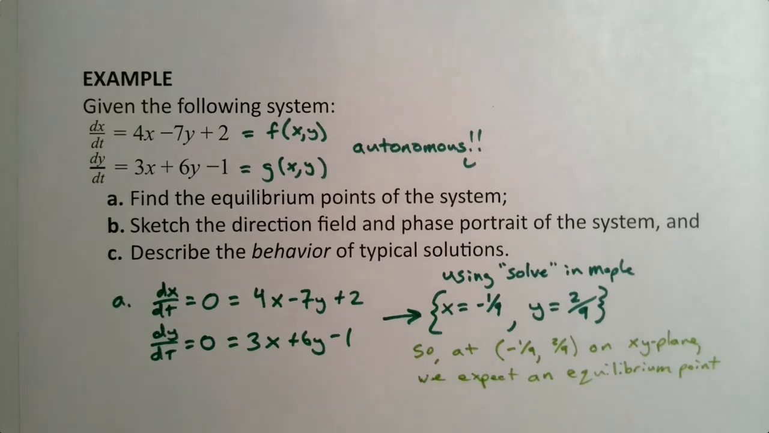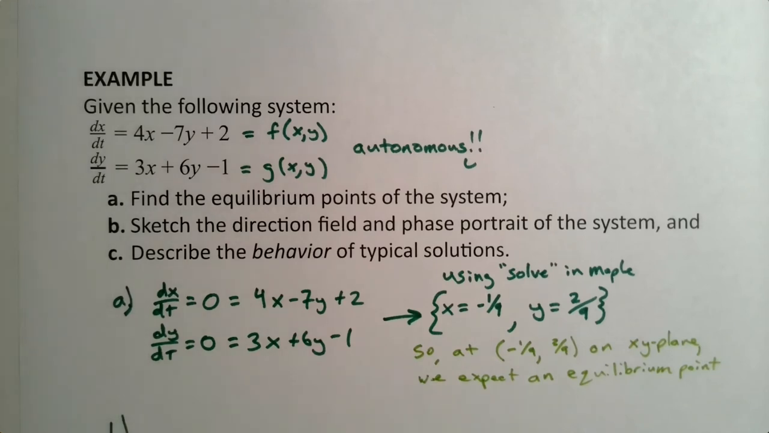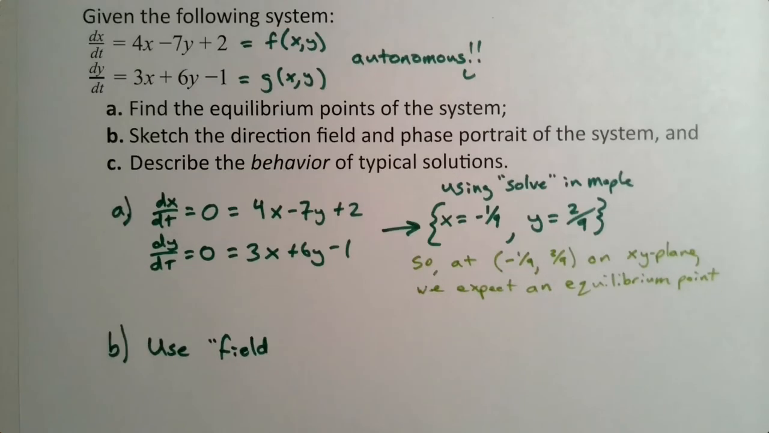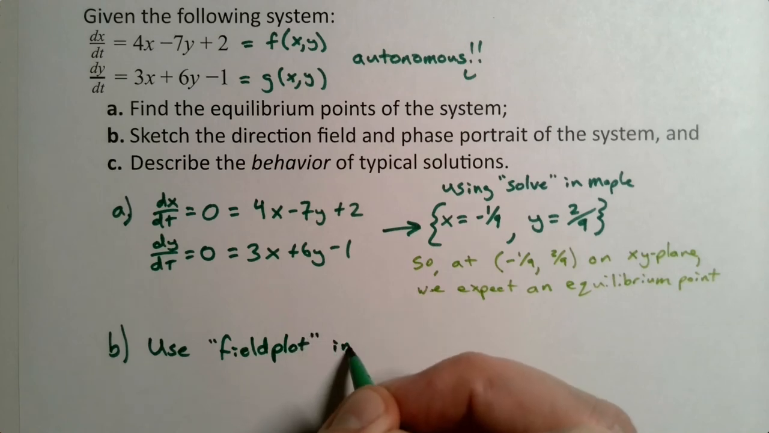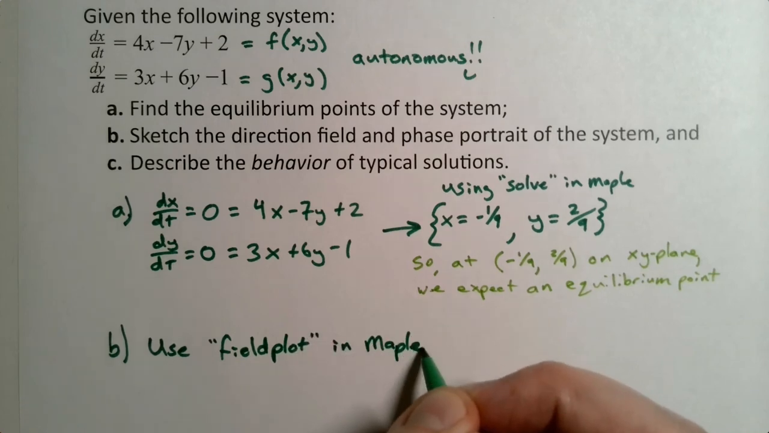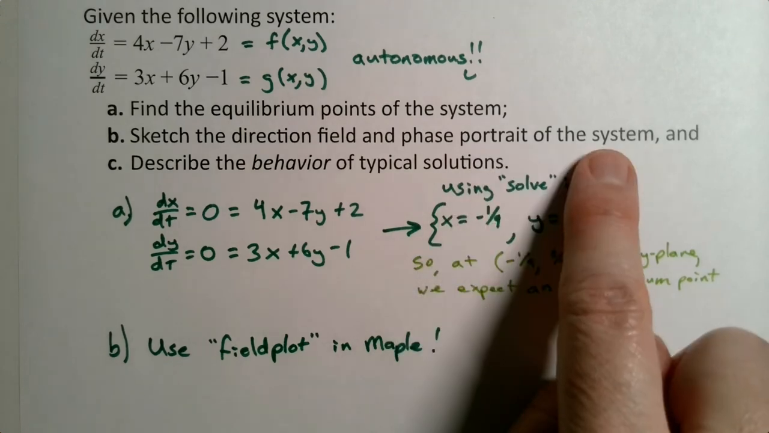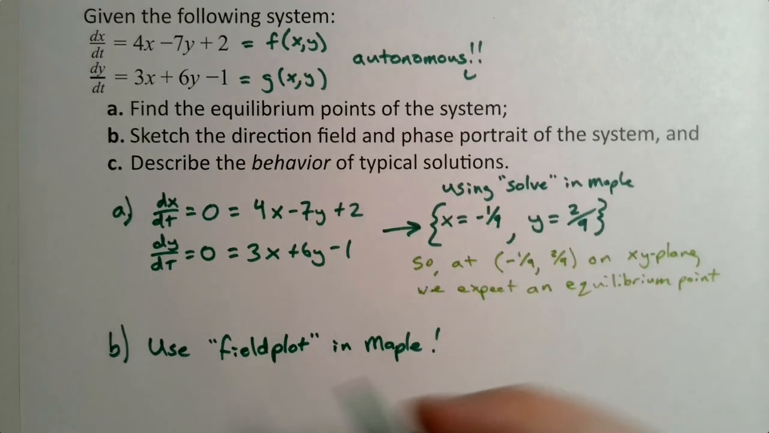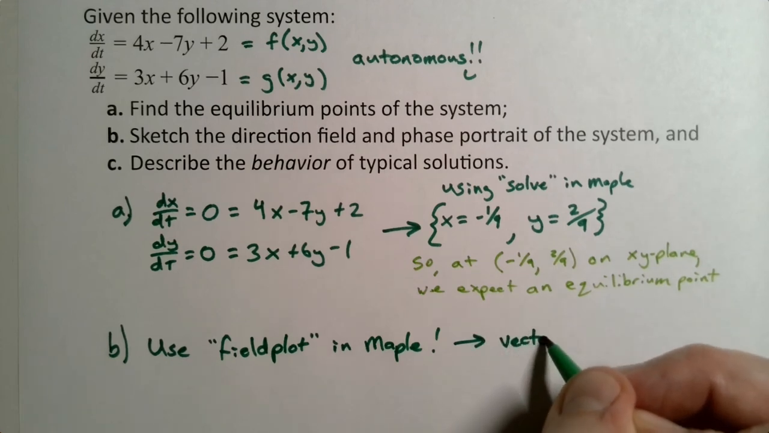Part B says sketch the direction field. That's using field plot. Oops, let me scoot this up so you can see. Field plot in Maple. We're not going to do this by hand. Right? And we also sketched a phase portrait. And this one will give the direction field, or better yet, the vector field.